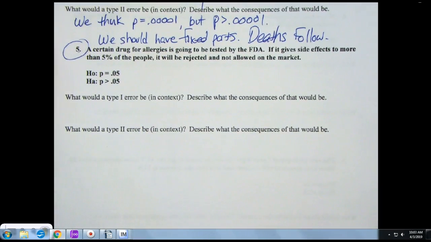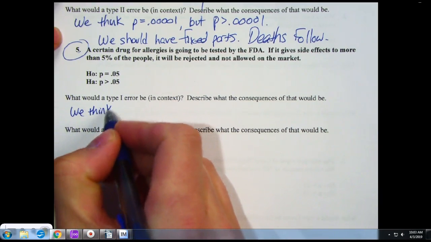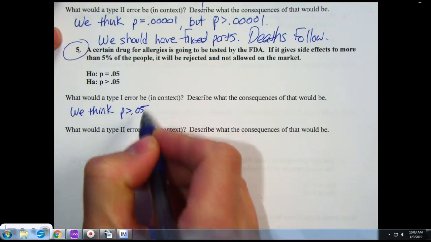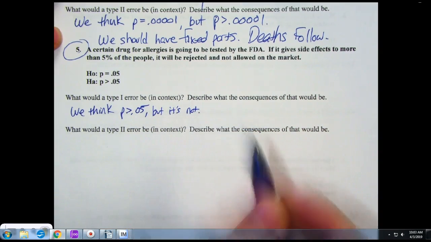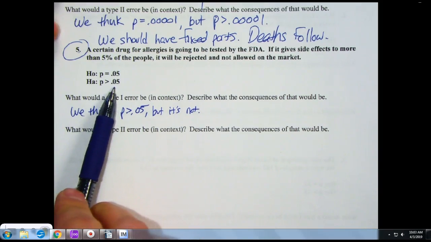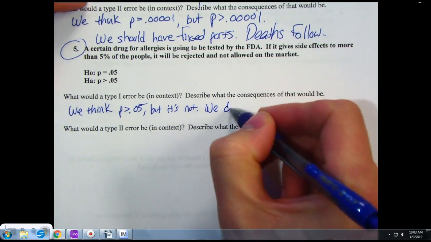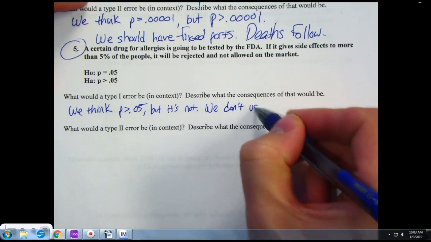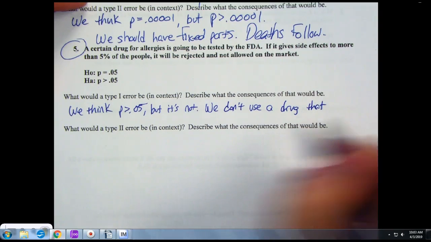So for 5, a type 1 error would be we think P is greater than 0.05, but it's not. So if I think the probability is too high, what am I going to do? What's the consequence here? Yeah, so we don't use a drug that could have been helpful, right? Does that make sense?